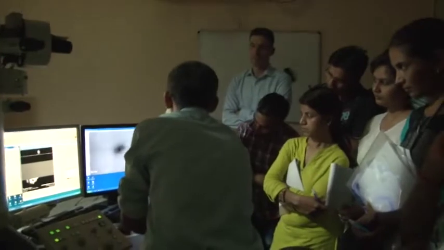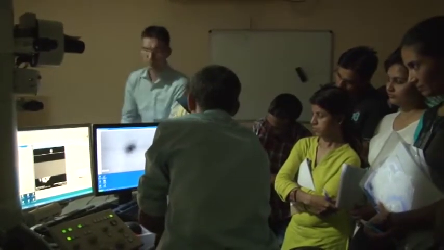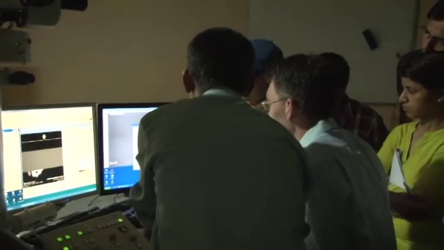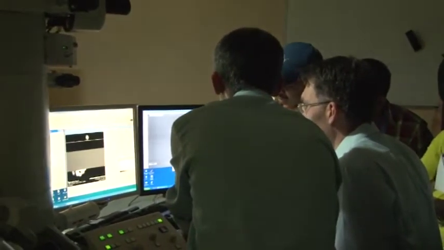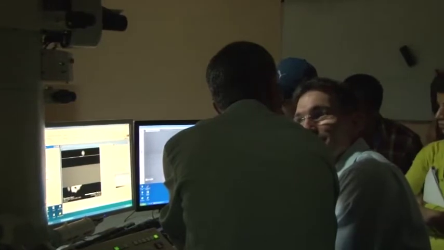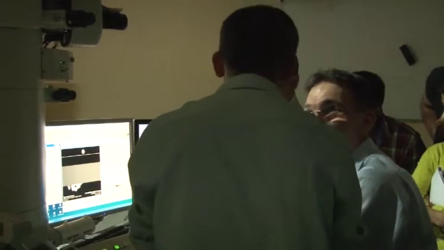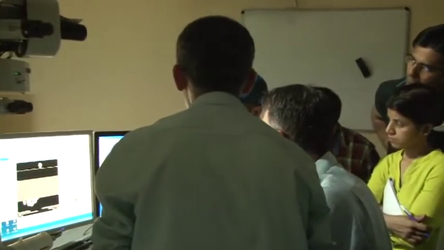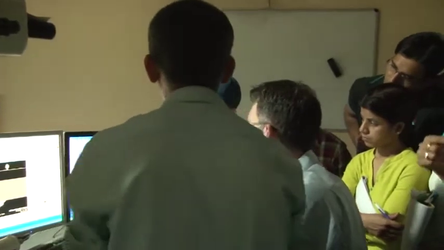Since I don't regularly use the microscope, I have to see. I want to change the acquisition time to a little faster. Okay. Now it's much better.